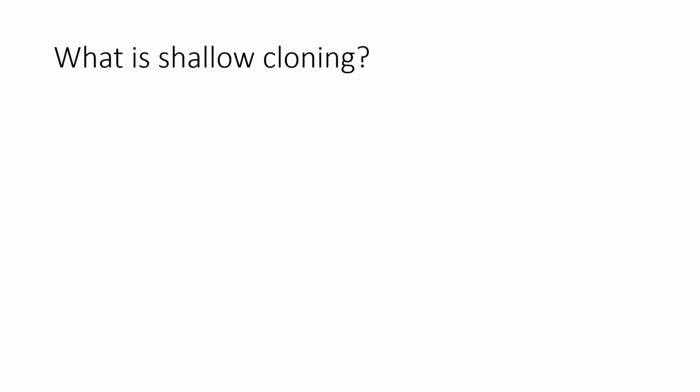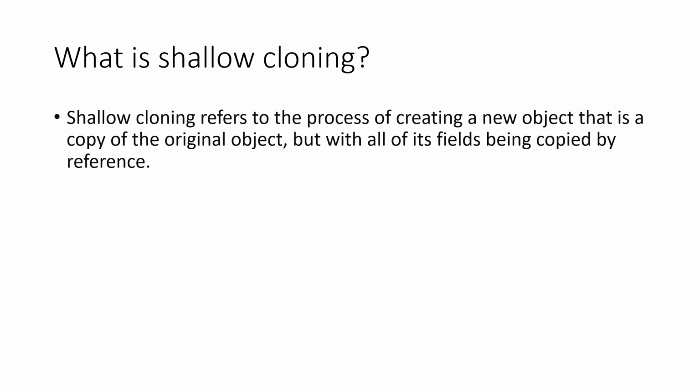So what is shallow cloning? By definition, shallow cloning refers to the process of creating a new object. That is nothing but cloning. That is a copy of the original object, but with all of its fields being copied by reference. So copied by reference means only the variables will be copied, not the objects.